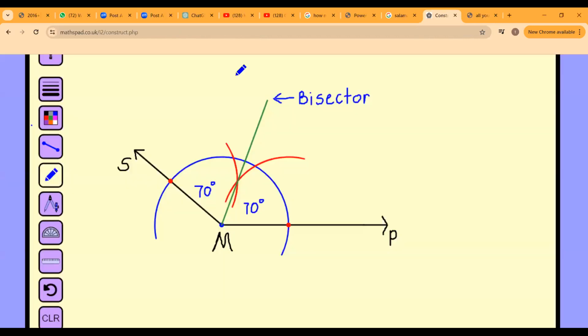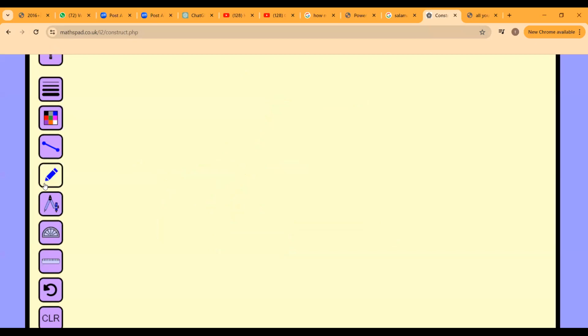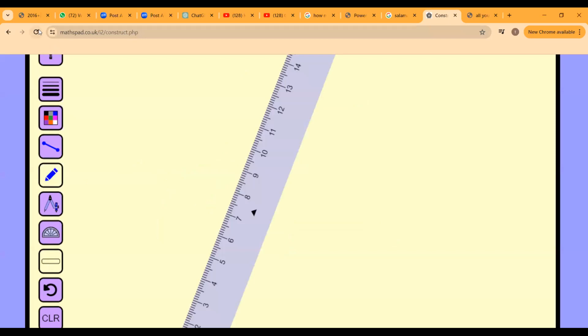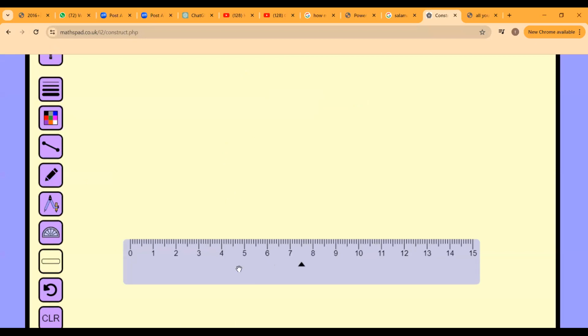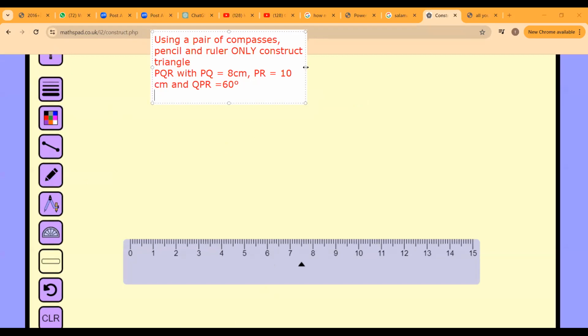So we're going to go back to our geometry site. By the way, this is a site that anyone could use. It's called Mathspad Co UK. It's a free site. You could practice geometry on it if you do not have a geometry set yet. For those of you who have a geometry set, definitely use it when you're practicing so you can get a feel of how to do it manually.